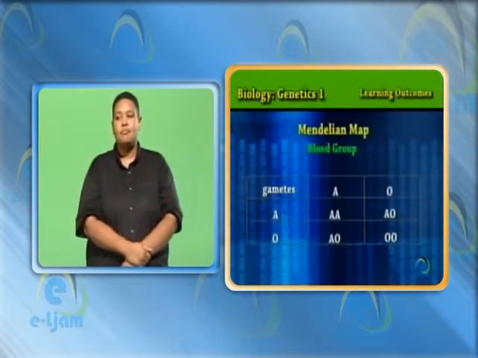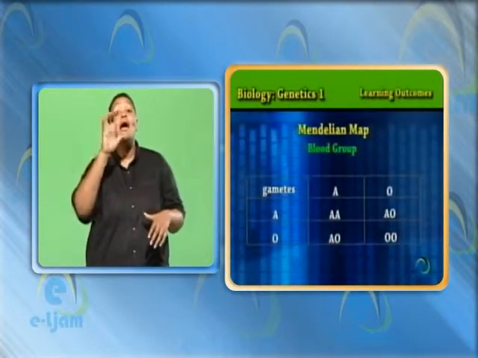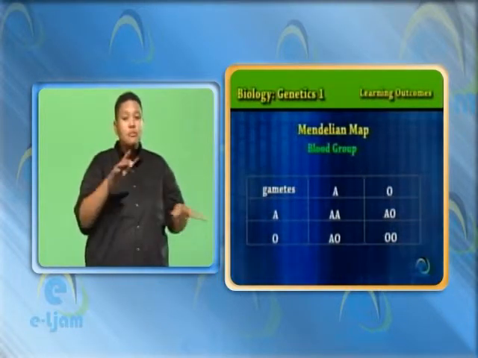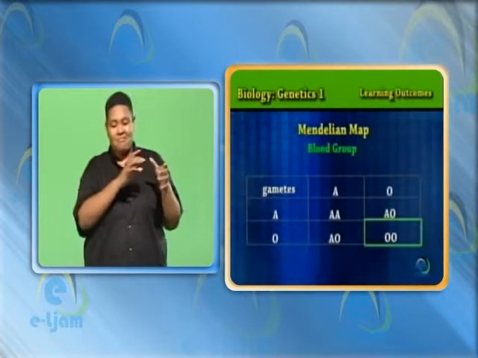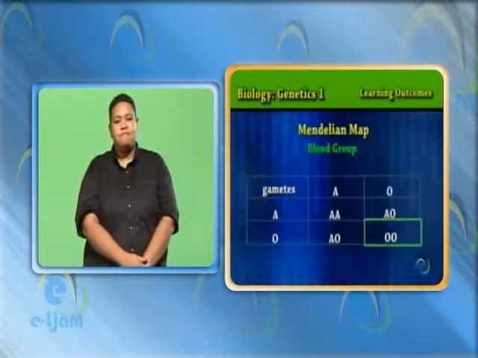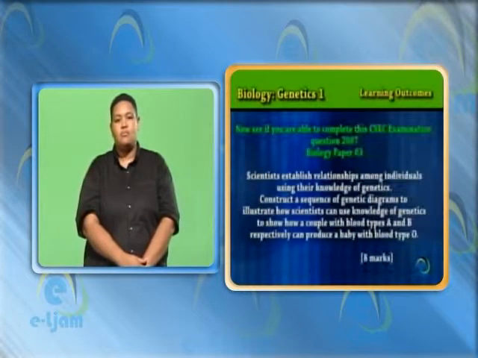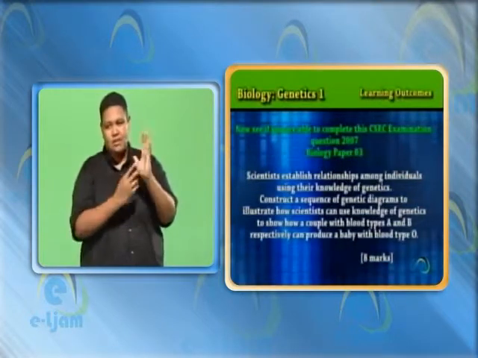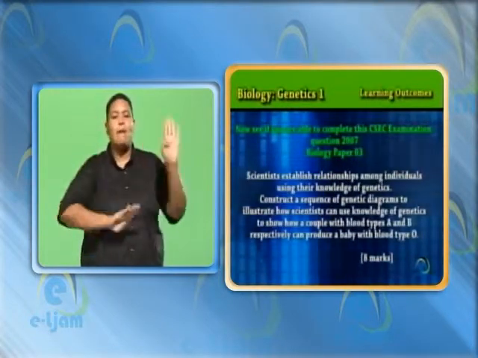If two group A parents who are heterozygous mate, there is a possibility that one of their offspring will belong to group O. Now see if you're able to complete this CSEC examination question, 2007 Biology Paper 03.